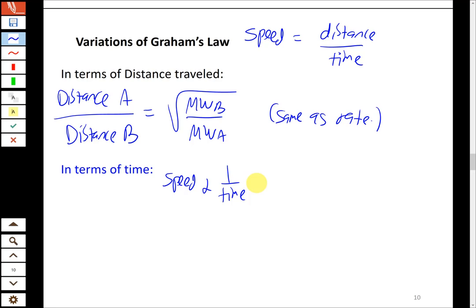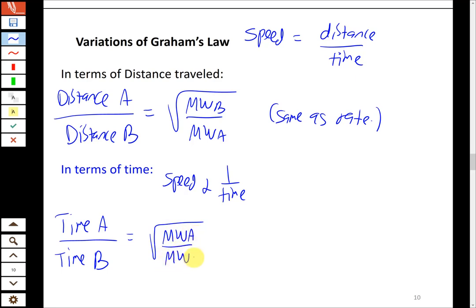So in this case, we have to invert one side of the equation. If we're talking about the time that it takes gas A to effuse or diffuse relative to the time that it takes gas B, in this case, it's going to be directly related to the molar masses, A over B.